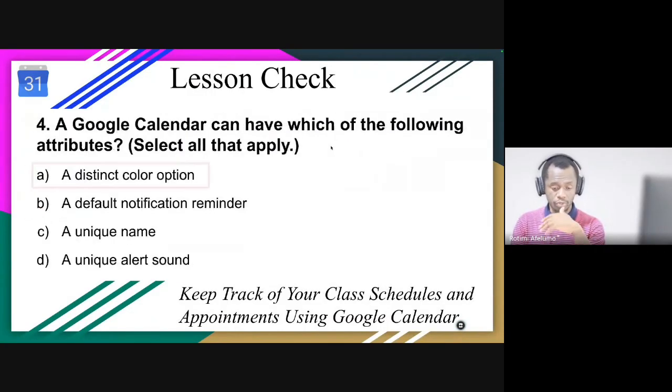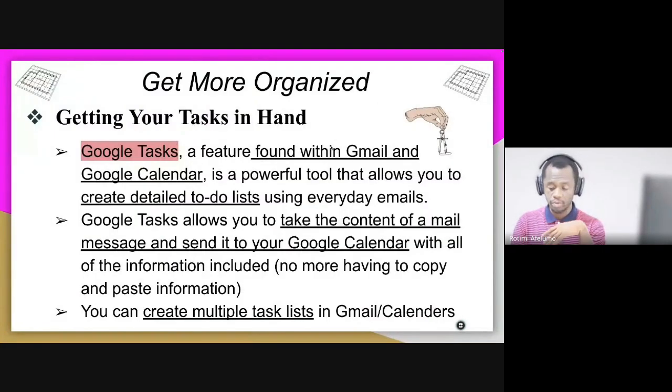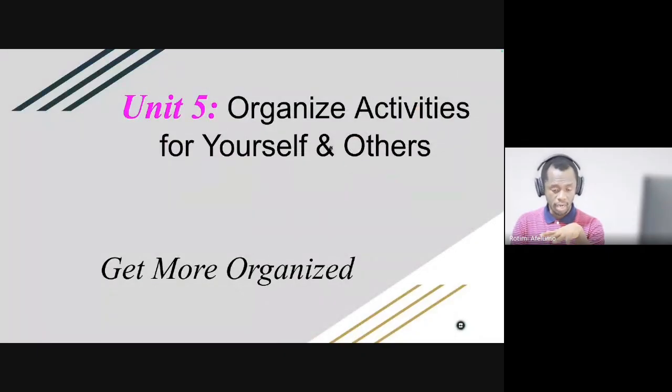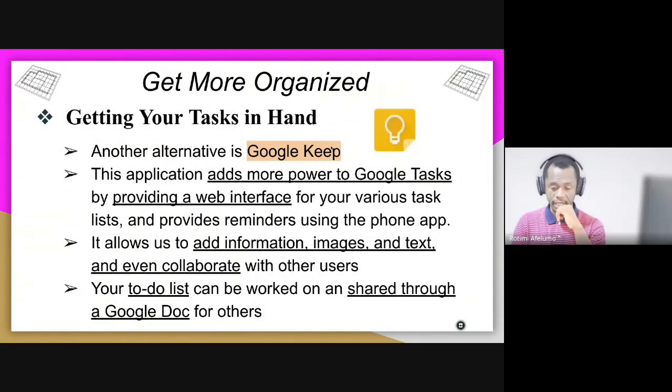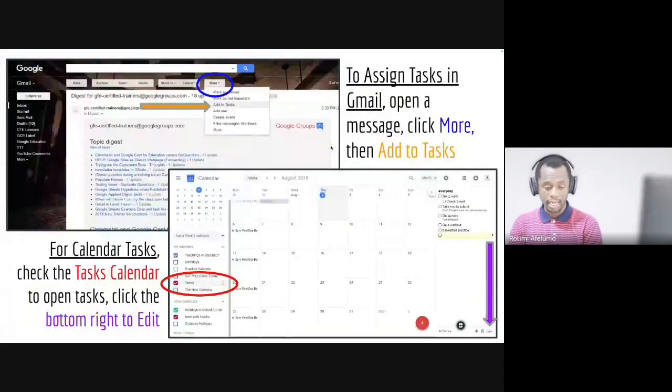I just want to run through these slides. We have done most of these questions before. Organize activities for yourself and others, get more organized. We'll look at Google Task, which is a very good tool. We'll take time to look at Google Task and we'll do practical on that. And then we'll look at Google Keeps. So three applications we'll be looking at today: Google Task, Google Keeps, and Google Calendar under the calendar aspect.